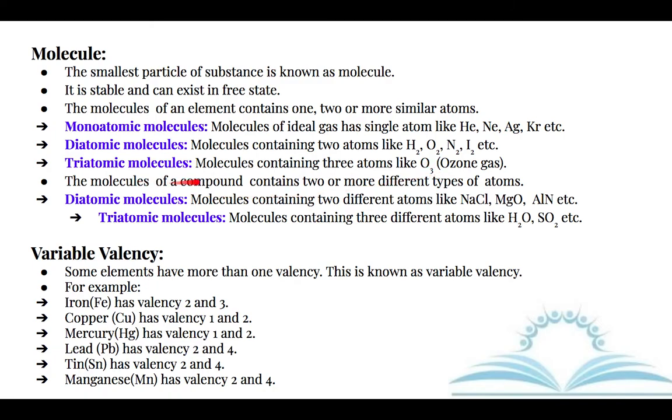The molecules of a compound. A compound is made up of different elements, that is why it contains different types of atoms. So here it doesn't have any monoatomic molecules; it begins from diatomic molecules. It contains two different atoms like sodium chloride, NaCl: sodium is one, chlorine is another atom. Magnesium oxide, magnesium is one atom, oxygen is another atom. Aluminum nitride, aluminum and nitrogen are two different atoms. So if a compound has two different atoms, we can call it a diatomic molecule.